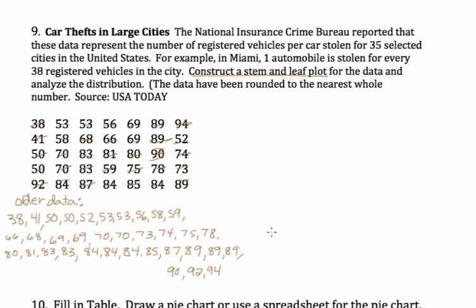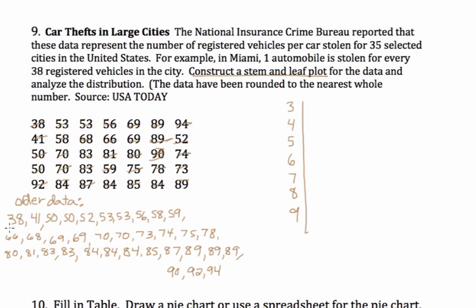Now that we have our data in order, it's easy to do the stem and leaf plot. For the stem and leaf plot, put a line, and on the left side of the line go your stems, the first digit of each of your data. So we have 30s, 40s, 50s, all the way up through 90s. So we'll have 30s, 40s, 50s, 60s, 70s, 80s, 90s.